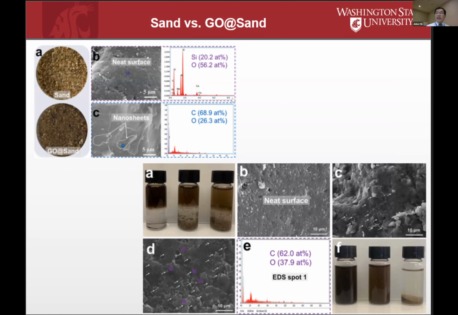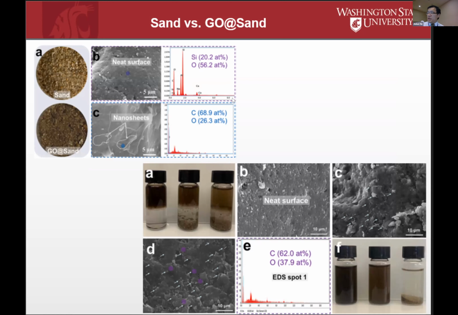So we characterized the sand. On the left, you can see that the sand itself looks a little different from the ones treated by the stock ink. And when you do the EDX, or elemental analysis, at the microscopic level, you can confirm that on the surface there's a coating which is rich in carbon and oxygen.